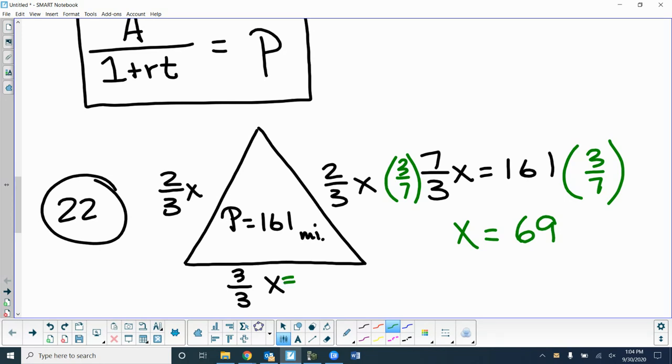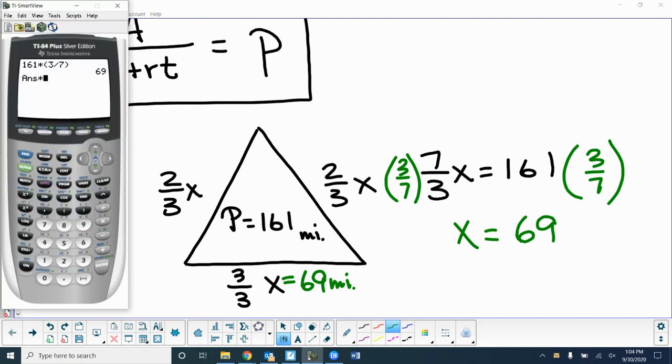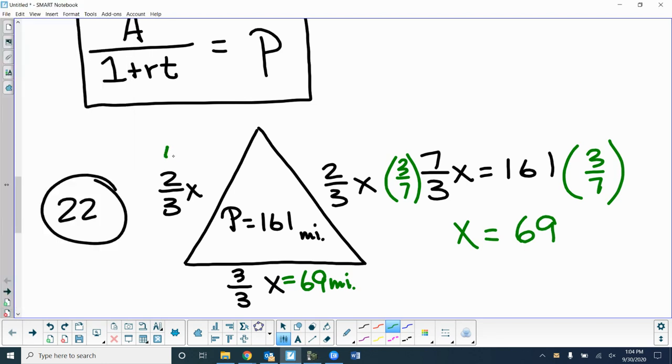All right, so this one, the long side is 69 miles. But we were supposed to find the other two sides too, so what do I do? Right, 69 times 2/3. So we just go times, parentheses, 2 divided by 3. And that's the 46. Does that make better sense to you guys now?